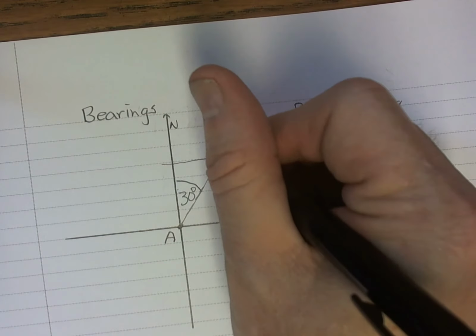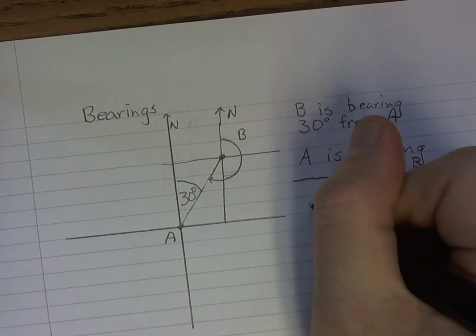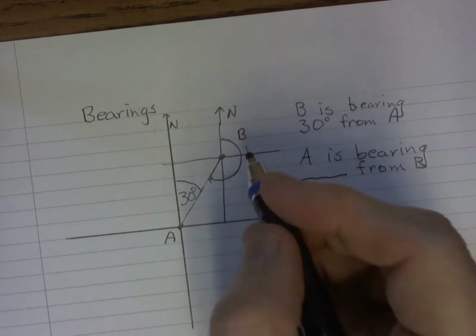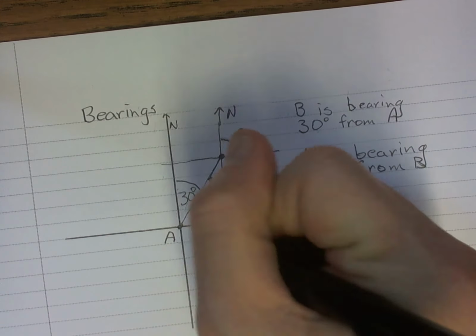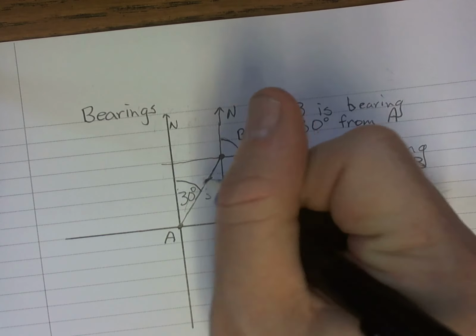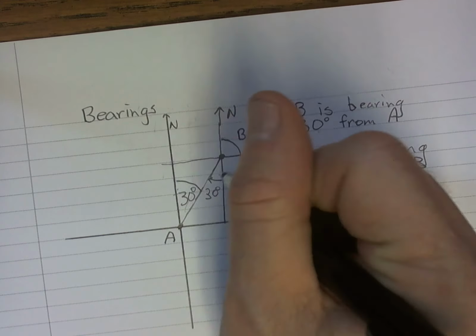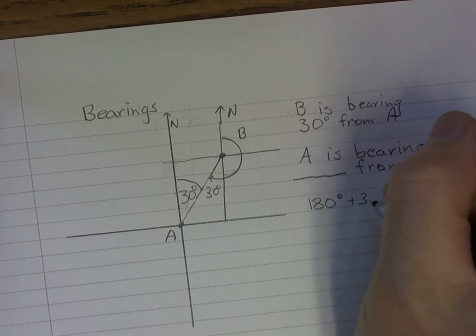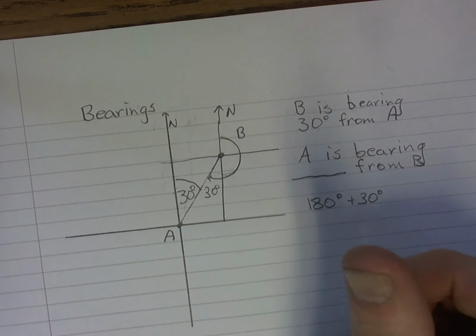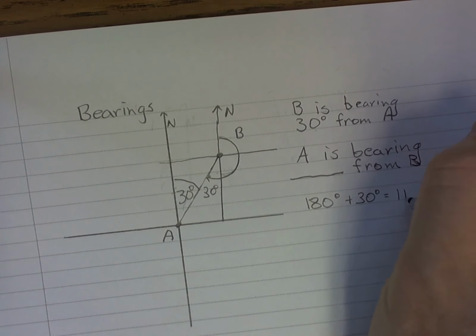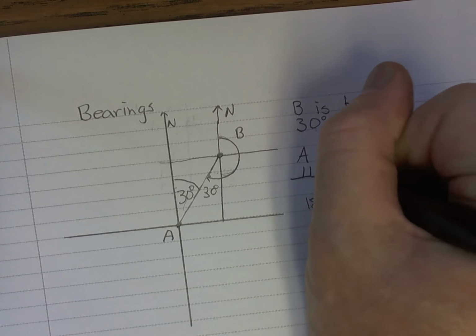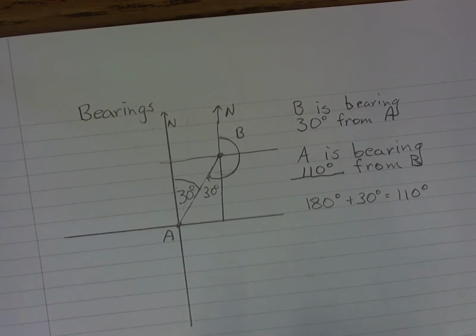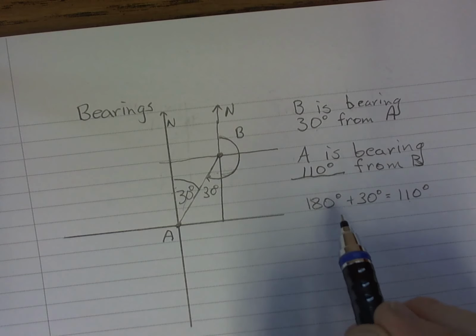Well, this is going to be 180 degrees, right? So that's 180 degrees. And then this is 30 as well, because I've got parallel lines here. These are alternate interior angles, plus 30. And that's going to be 110 degrees. So what we've got is bearing 110 degrees. So A is bearing 110 degrees from B.